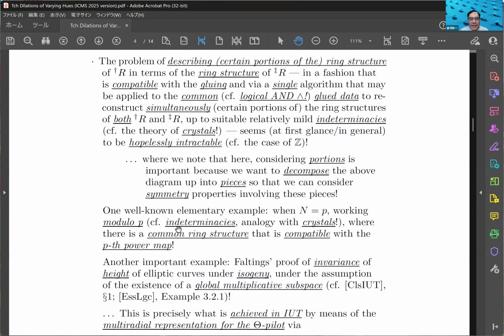So one well-known elementary example of this kind of situation is the case where n equals p, and so one is considering p-adic rings. So working modulo p, this working modulo p can be thought of as a sort of indeterminacy. This is the analogy with crystals. So modulo p, there is a common ring structure that is compatible with the p-th power map. But what's remarkable about crystals is that they allow you to work with, for instance, vector bundles over p-adic rings, even just by using this modulo p portion. And so this is one sort of non-trivial instance of this kind of situation.